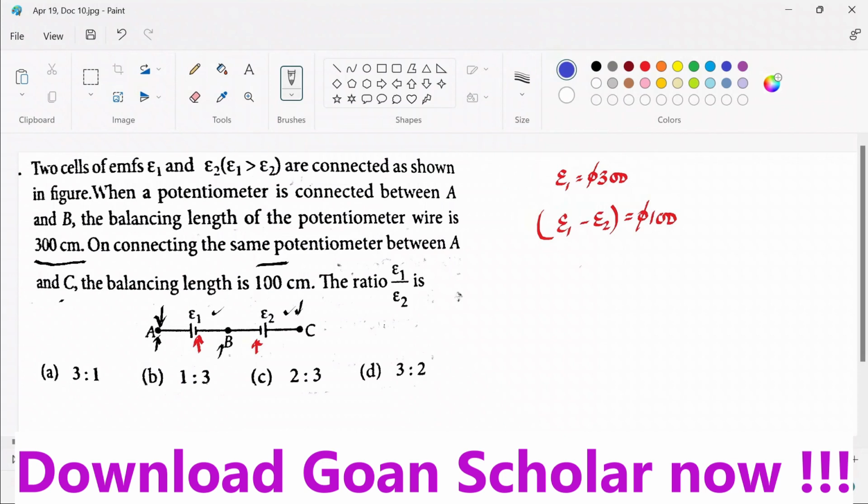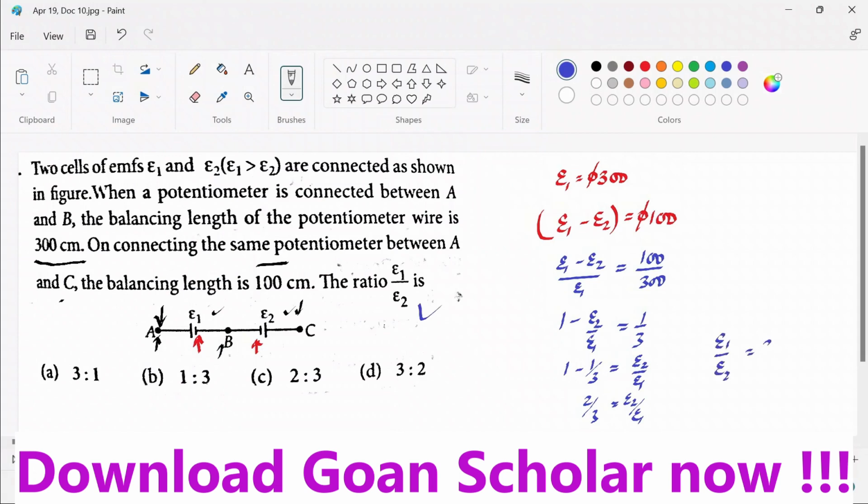Let's divide these two. We will divide this with this. So this will be E1 minus E2 divided by E1, and that will be equals to 100 upon 300. Let's separate them. 1 minus E2 upon E1 will be equals to 1 by 3. Let's take it on the other side. So 1 minus 1 by 3 is equals to E2 upon E1. So 2 by 3 is the ratio of E2 upon E1. They are asking the ratio of E1 to E2. So E1 upon E2 is equals to 3 by 2. Option D.